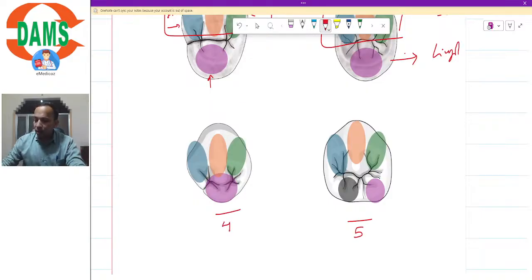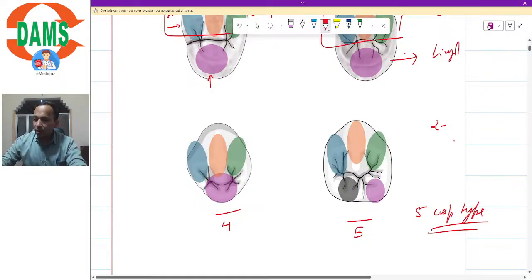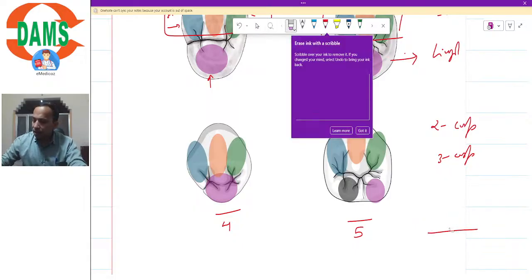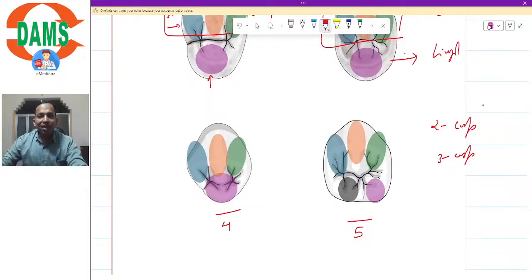In the mandibular second premolar, it has the most variable anatomy amongst all the premolars. It has 2 variants, a 2 cusp type and a 3 cusp type. It's not a 5 cusp type, right? So it's either 2 cusp type or 3 cusp type, and the 3 cusp type variant is more commonly seen.